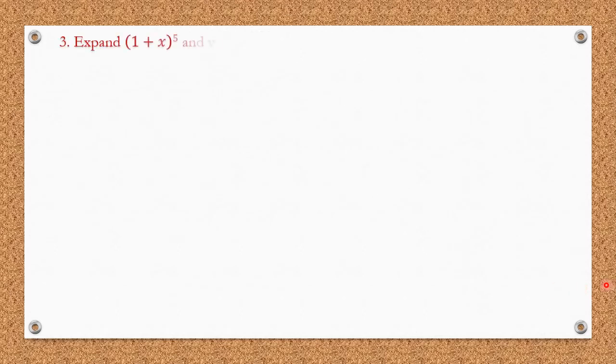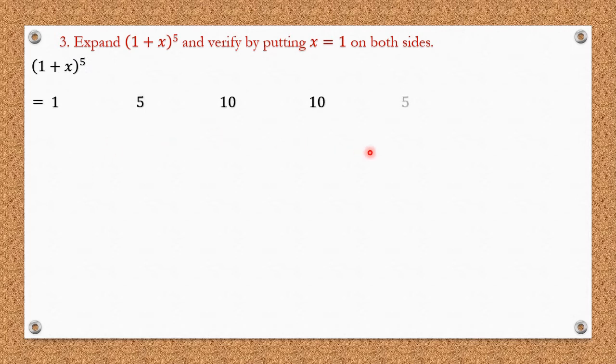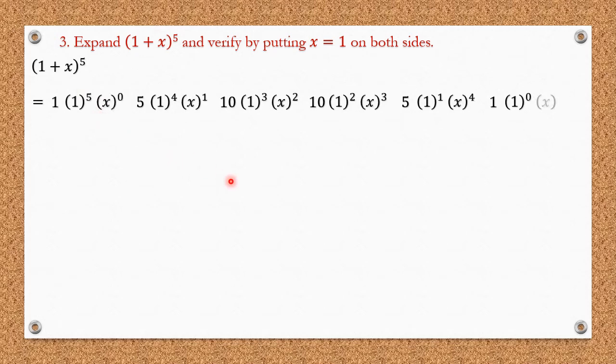Moving on with question number 3: expand (1 plus x) raised to 5. It's simple, and verify by putting x is equal to 1 on both sides. Now let's see. First we are going to expand (1 plus x) raised to 5. Because power is 5, my coefficients will be 1, 5, 10, 10, 5, 1. First term is 1, so 1 raised to 5, 1 raised to 4, 1 raised to 3, 2, 1, 0. Second term is x, so x raised to 0, 1, 2, 3, 4, 5. Next, because there is a positive sign, it is plus, plus, plus, plus, plus.